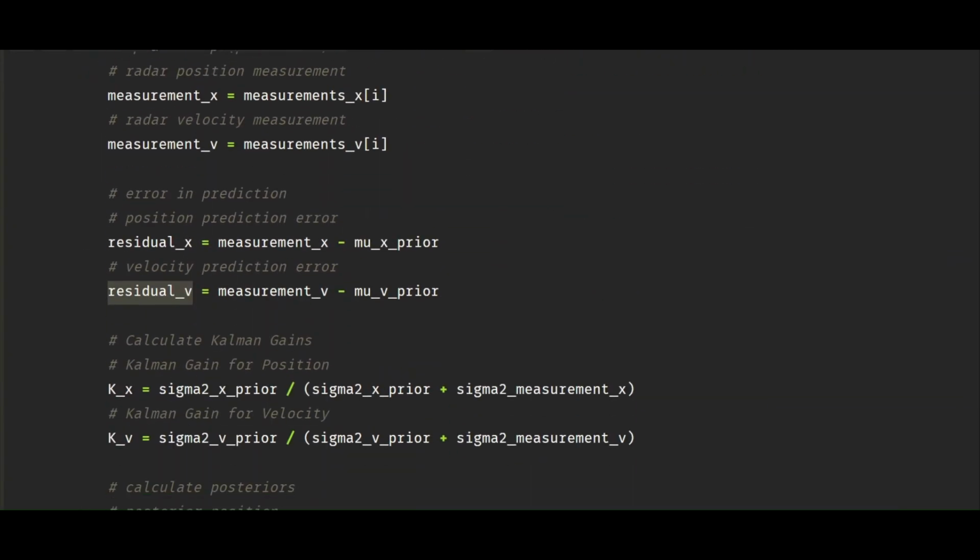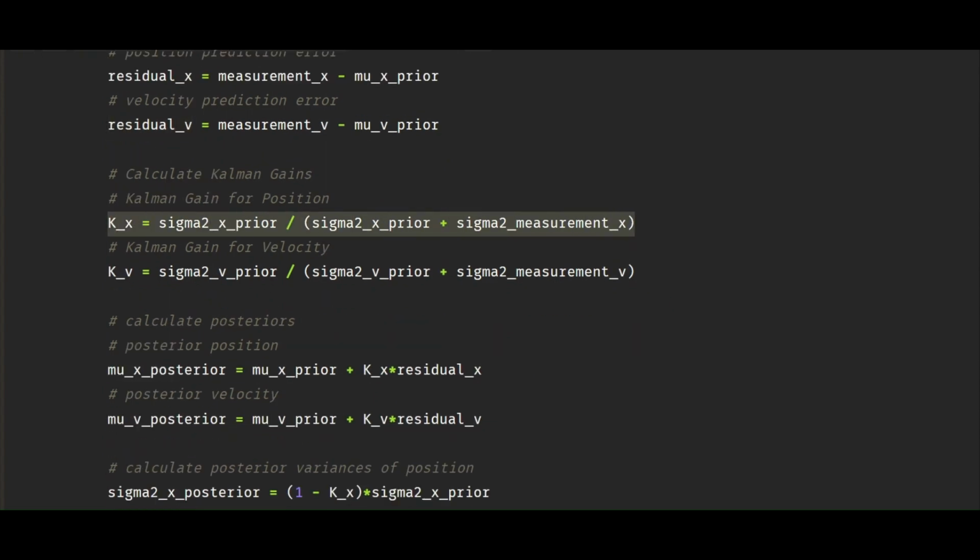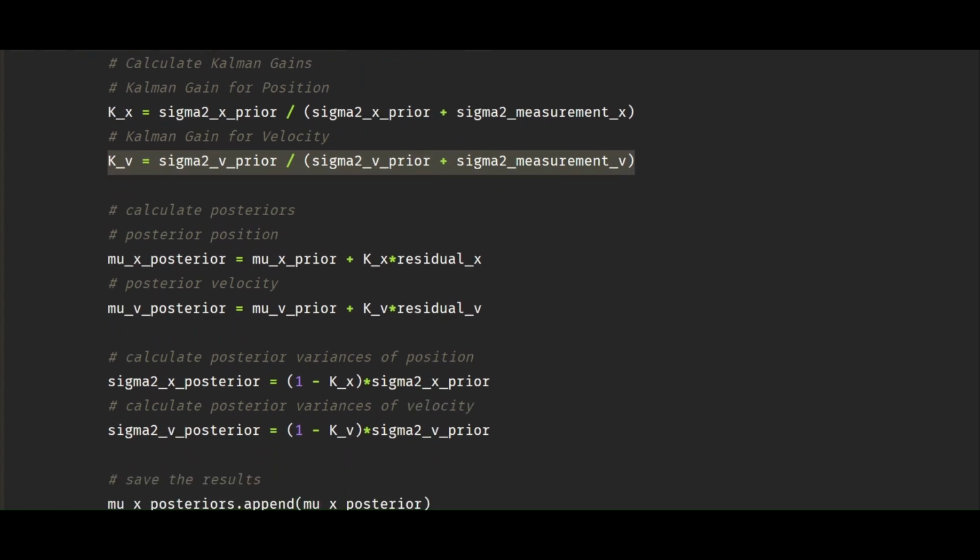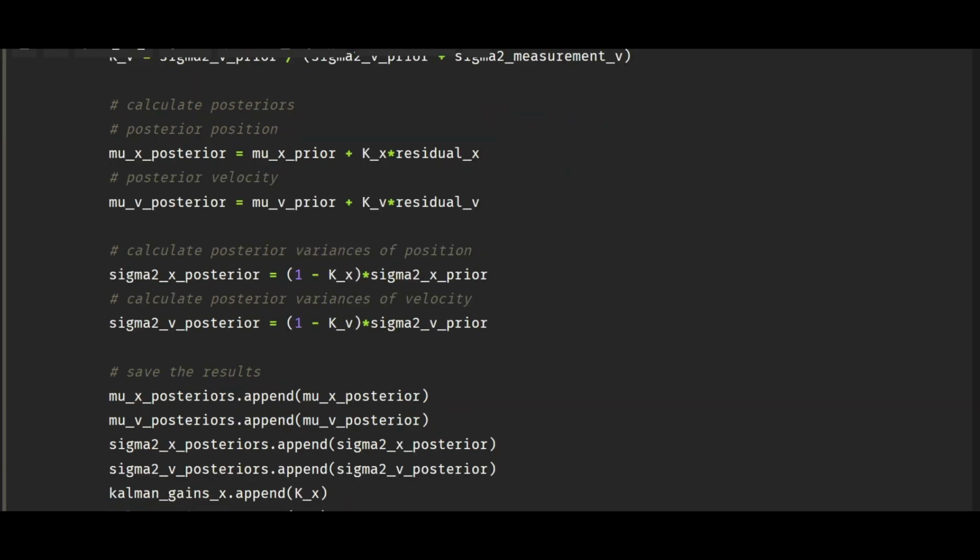If you see, once we have calculated residuals, the first Kalman gain is this in the position channel, and the second is in the velocity channel. So two Kalman gains have been calculated. Then we move on to the posterior part. Kalman gain multiplied by the residual error in x, and then added to the prior in the position channel, and the same thing in the velocity channel. Then we calculate the posterior variances of position and velocity. Essentially they are nothing but prior sigma in the x channel multiplied by 1 minus Kalman gain. This is the posterior sigma for the position channel, and the same thing for the velocity channel.